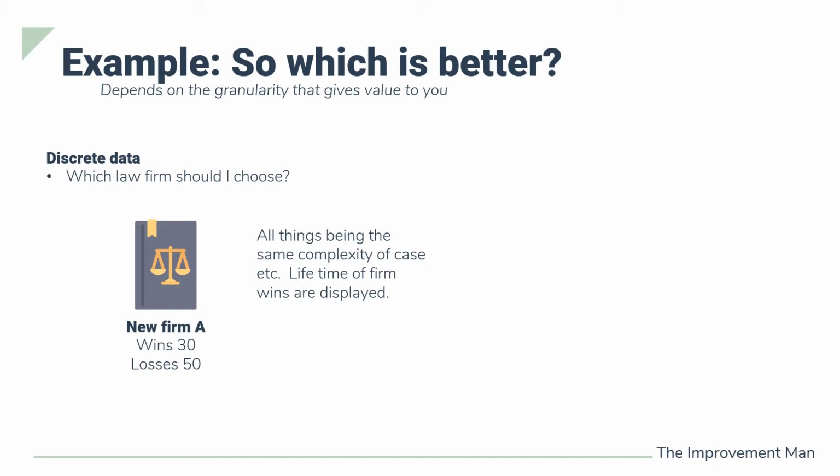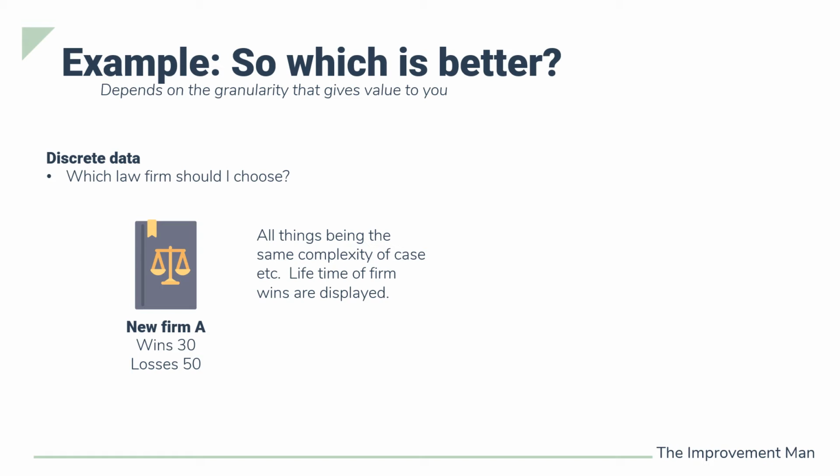In order to illustrate the difference between discrete and continuous data, I've provided a little example below. So, taking into account all other variables being the same, using discrete data, I'd like to choose a new law firm for my case. Looking at the first law firm, we can see they've got 30 wins and 50 losses. Now, for all intents and purposes, when you have a sample of almost 80, you'd say, okay, you know what, that's enough to make a decision on.